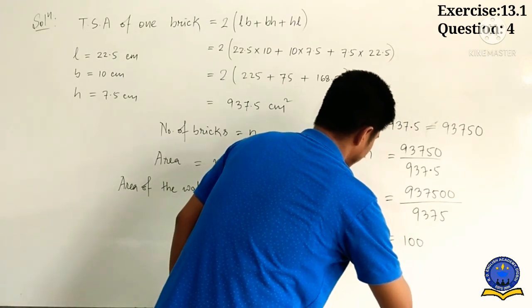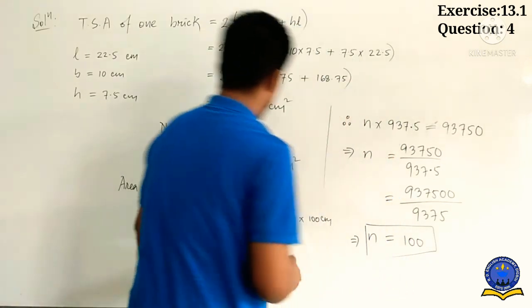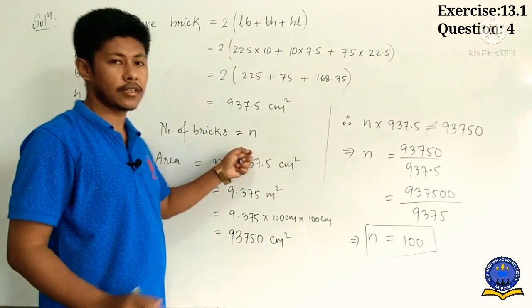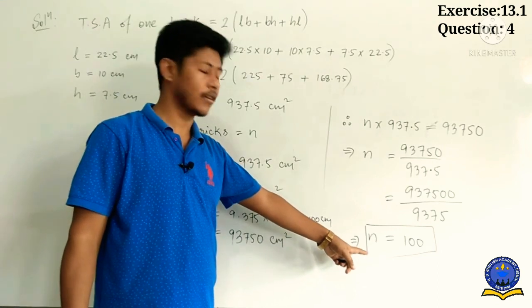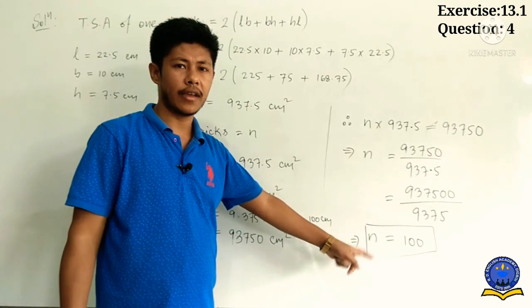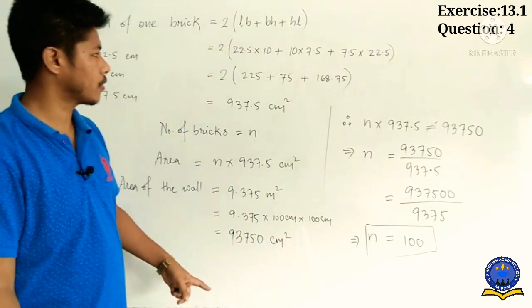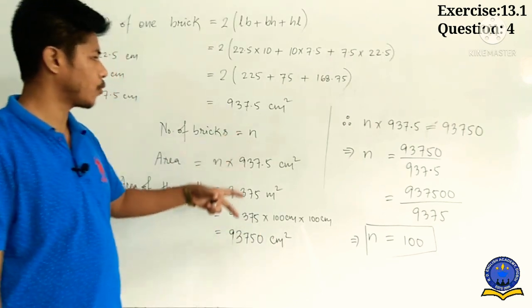So n means what? What did we consider n? n is the total number of bricks, isn't it? n is the number of bricks we considered, and which one we get here? The answer is 100. Is it clear? I hope all of you understood this. So you have to write this properly.